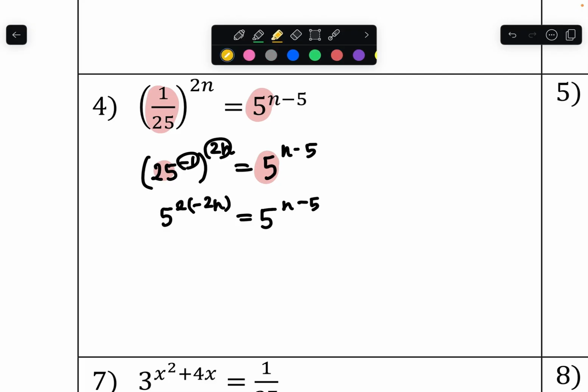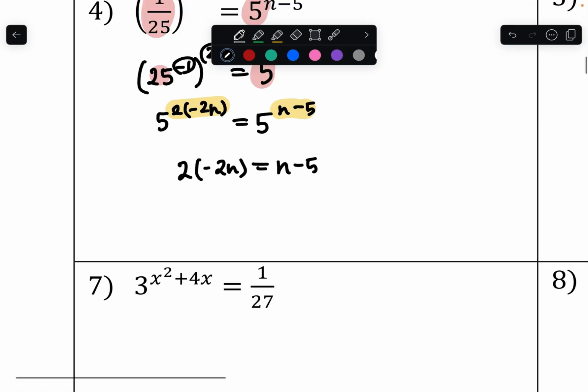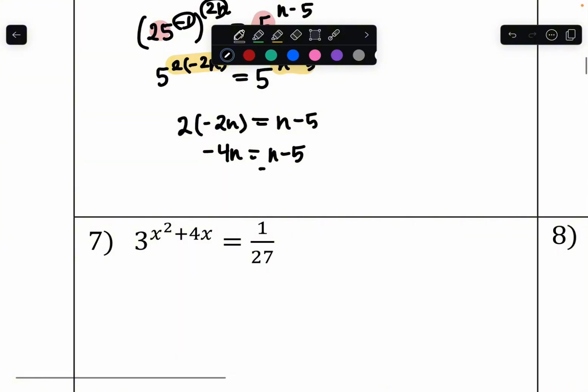Okay, and so now that our bases are the same, we can set our exponents equal to each other. 2 times negative 2n equals n minus 5. So negative 4n equals n minus 5. We can subtract n and get negative 5n equals negative 5. And so n equals positive 1.